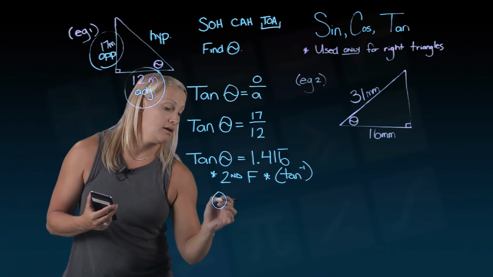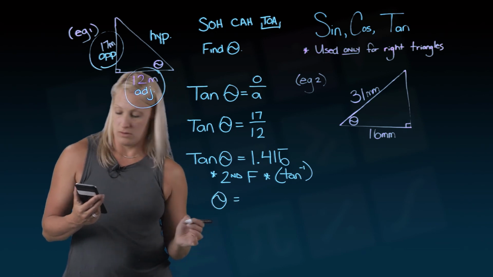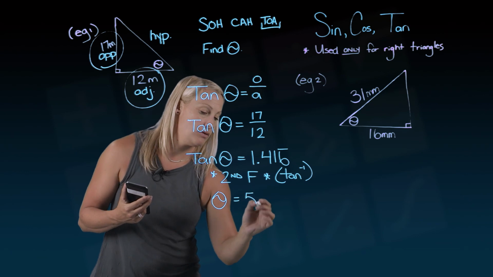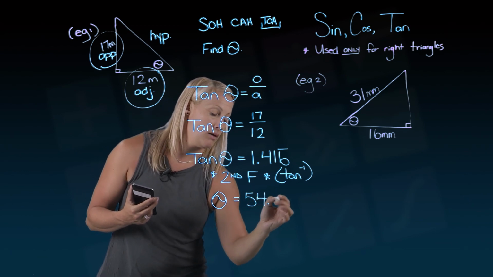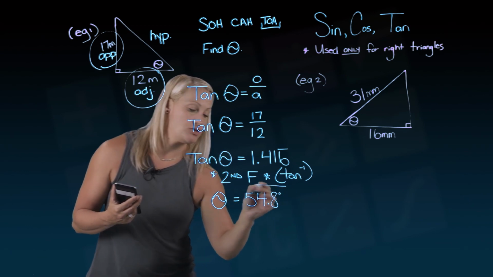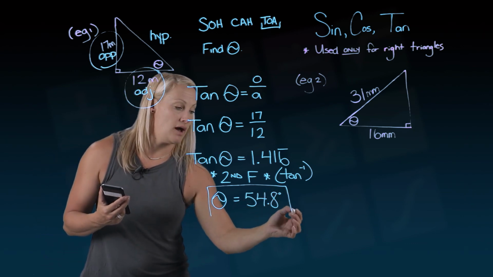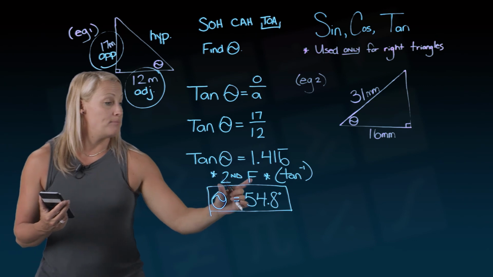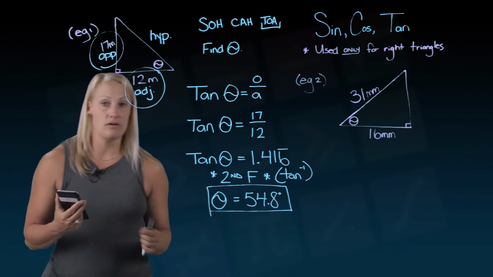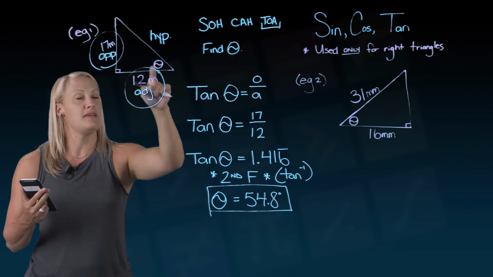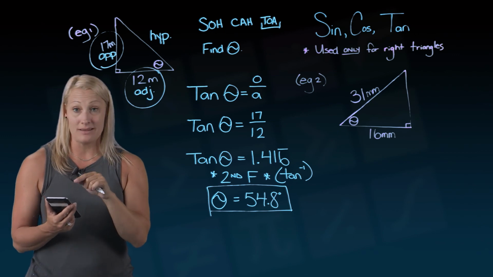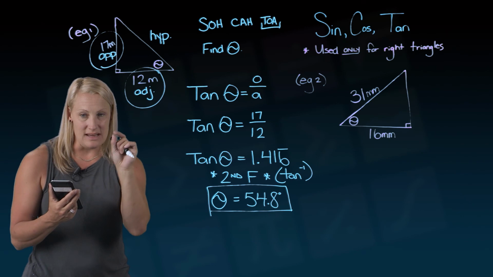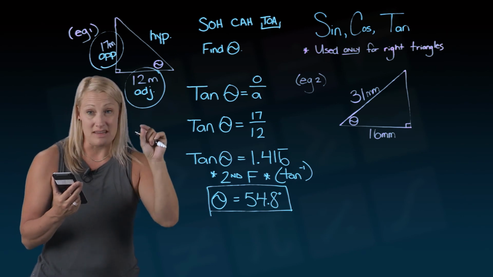So theta equals 54.8 if I round. So anytime we are trying to find an angle, we've got to press that inverse or that second function button on our calculator. And I put degrees here. The reason I put degrees there is this angle is in degrees because my calculator is in degree mode. If I look at my calculator, I have a little DEG written at the top. You might have a little D.